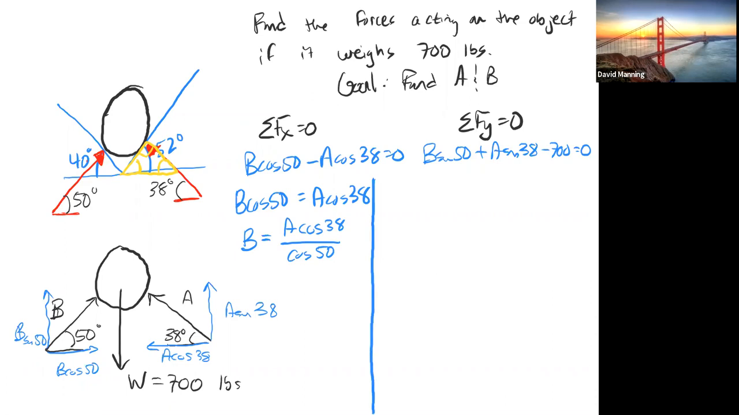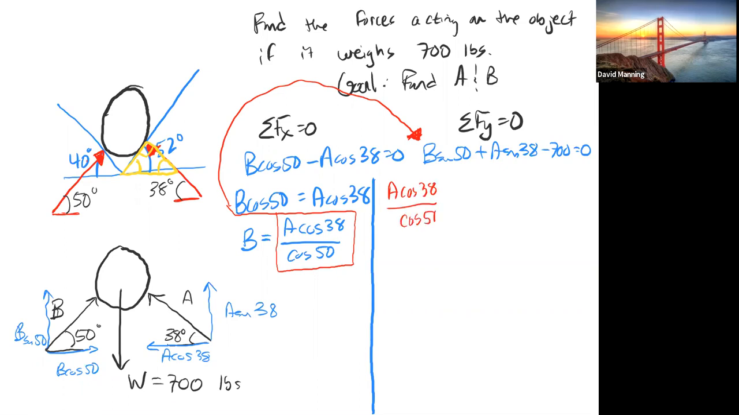Now I'm going to take this and substitute it in for B. This is called algebraic substitution. So that gives me A cosine 38 over the cosine of 50 times the sine of 50 plus A sine of 38. I'm just going to take the 700 to the other side.